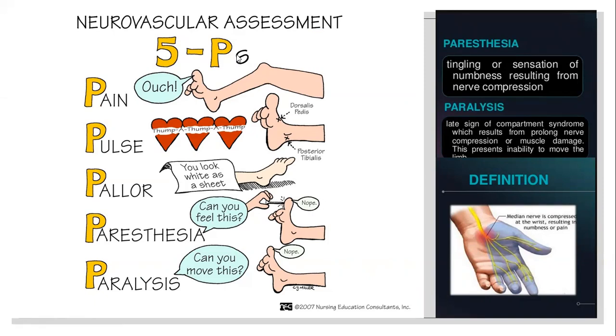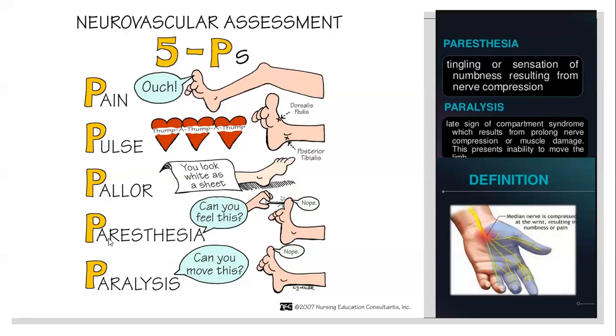Neurovascular assessment, an easy way to remember, is the 5 P's. We check for pain. So when you touch, if the patient complains of pain, it is good to write it down. We check the pulses, like dorsalis pedis and posterior tibial, and also we check for the color. So the fingers or toes should be normal skin tone. Any deviation from this is suggestive of inadequate blood flow, which we call pallor.